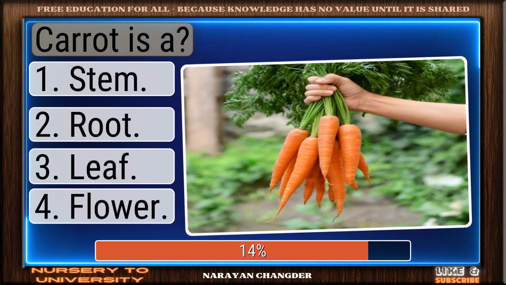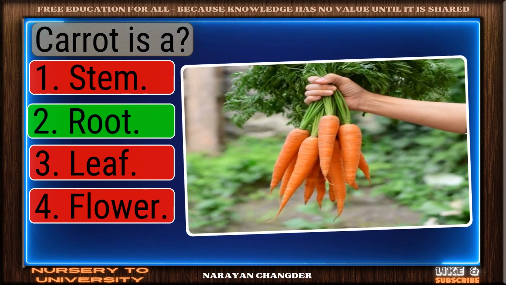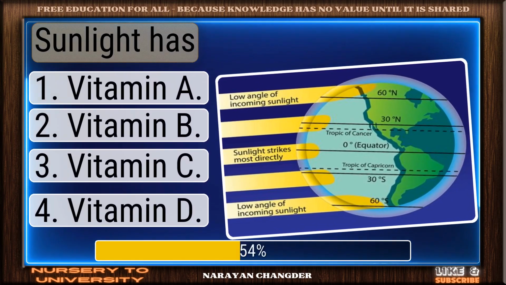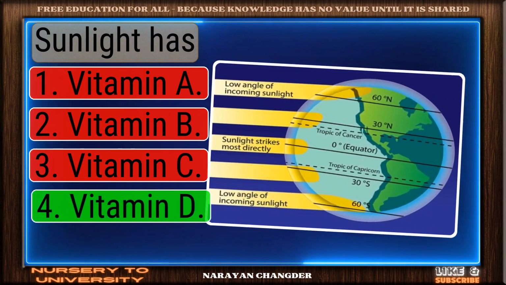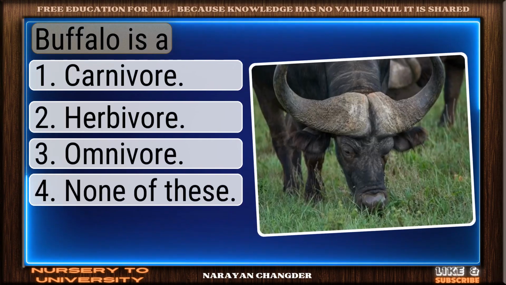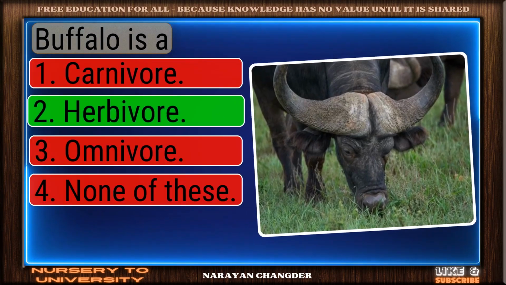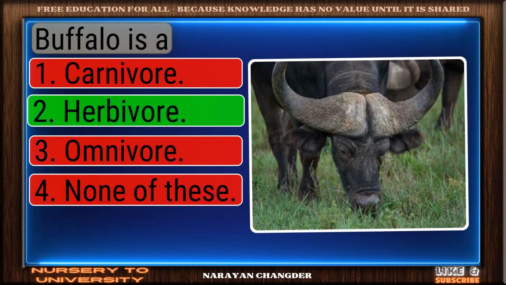Carrot is? Smart move. Root is an accurate answer. Sunlight has? Perfect. Vitamin D is the correct choice. Buffalo is. Great thinking. Herbivore is the right choice.